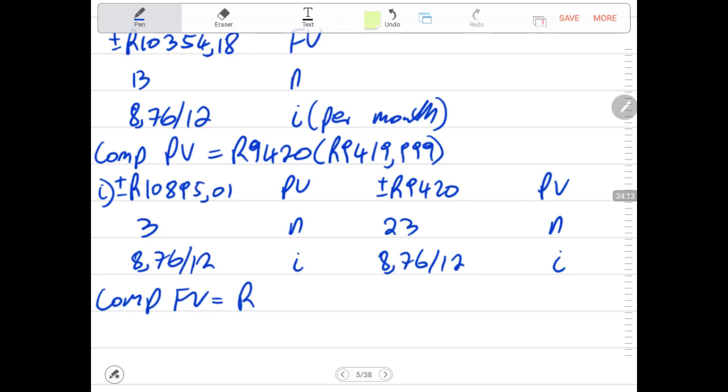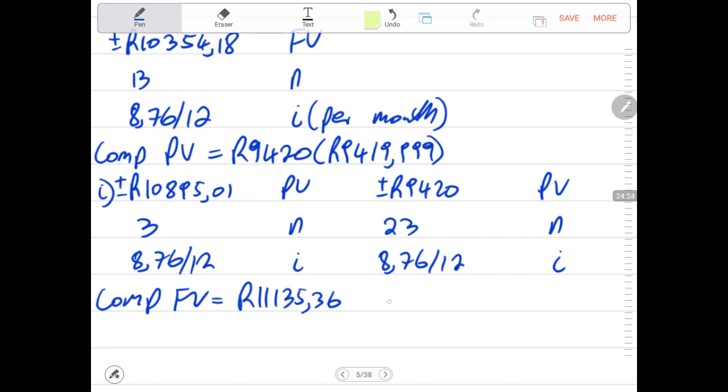I have 10,000. Let me just verify that. We have 10,810. 95.01 is my PV. 3 is N. 8.75 divided by 12 is I. Compute future value. Yes, it is 11,135 rand 36 cents.